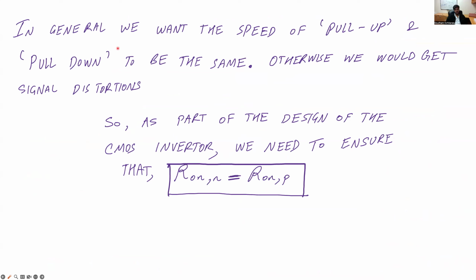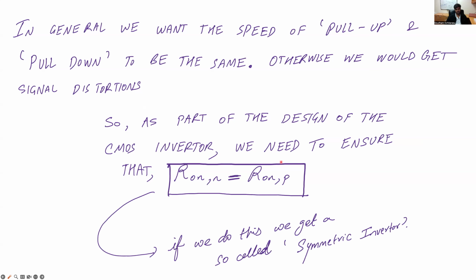In general, it's good practice to make sure that the speed of the pull up and the speed of the pull down are the same. Because if these are not the same, you could have a fast high to low transition but a slow low to high transition, or vice versa, which would cause a signal to distort, right? And you don't want that to happen. So you need the pull-up speed of the inverter to be the same as the pull-down speed, which essentially equates to having the same on resistance. Therefore, the on resistance of the NMOS must be equal to the on resistance of the PMOS.